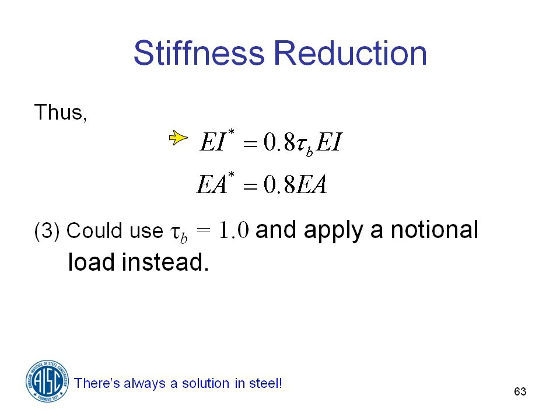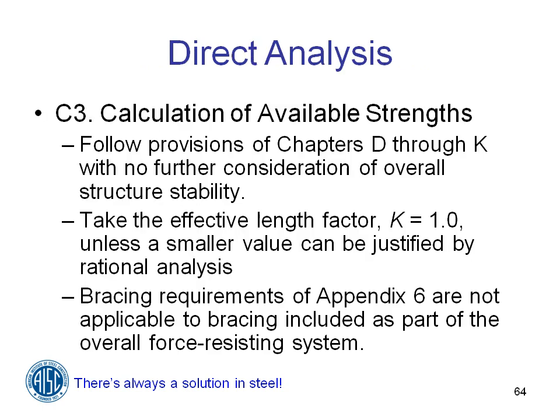Now there is another option that if you don't want to use tau_b in this equation, you can put a notional load on. We're not going to worry about that in this discussion. Following all of those things then, you will determine your required strength. What about determining the available strength?